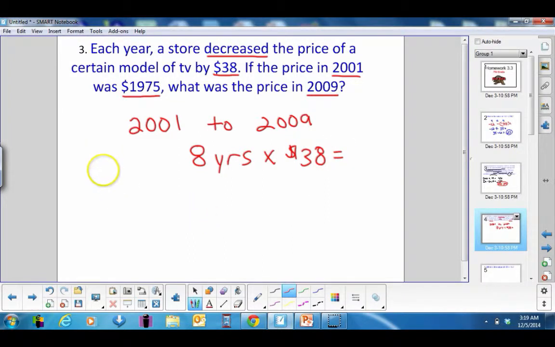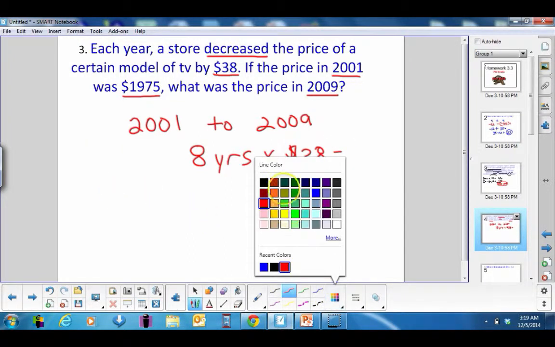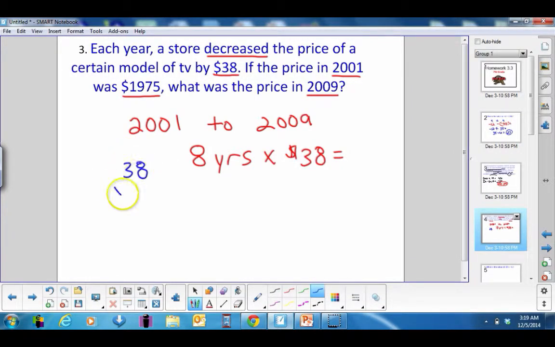Okay, so let's work it out over here. 38 times 8. 8 times 8 is 64. Carry the 6. 3 times 8 is 24. 24 plus 6 is 30. So I have right now the total amount that the TV decreased, which went down, was $304.